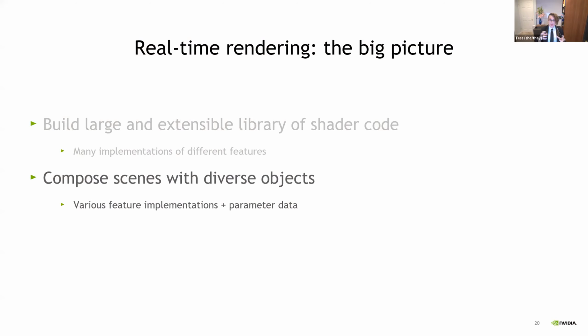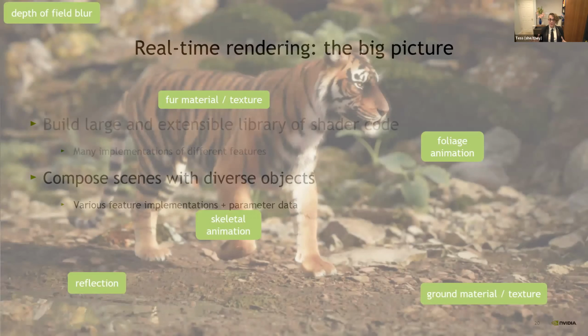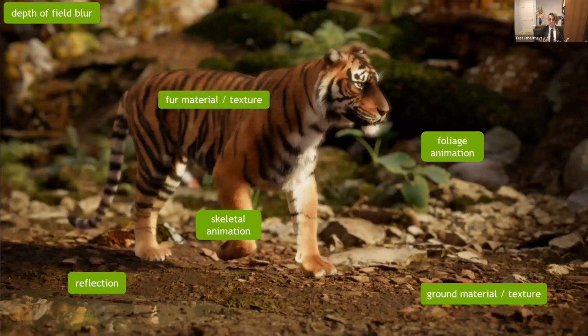The second step in this big picture view of rendering is that we want to be able to compose scenes with diverse kinds of objects in them. And each of those objects is going to pull together different features and different implementations of those features, along with values for all those parameters that those different models have. So if we imagine again our scene with this tiger in it, we may have a material that describes the fur of the tiger and some sort of texture image that describes how it varies in color spatially. But we may also have a material that describes the ground surface and a texture that describes its spatial variation.